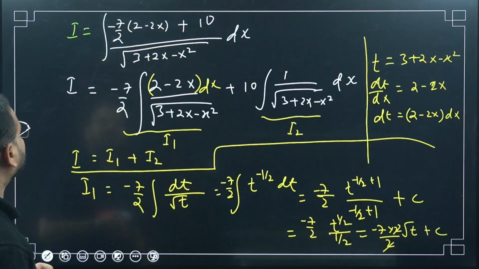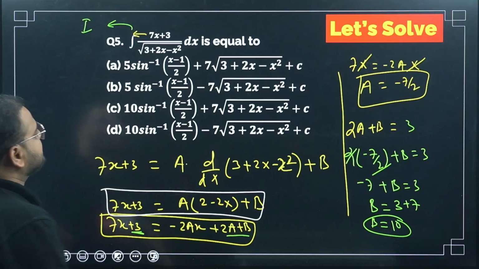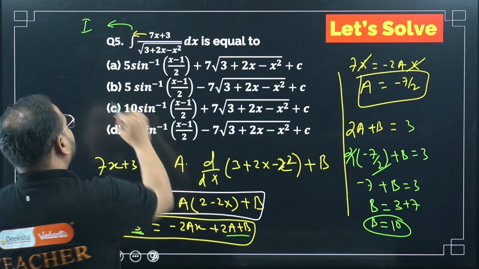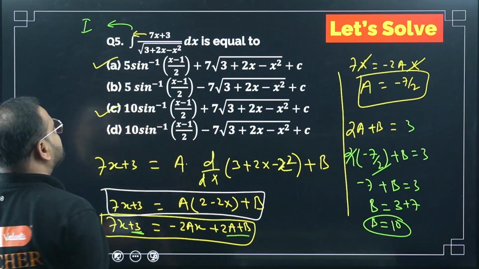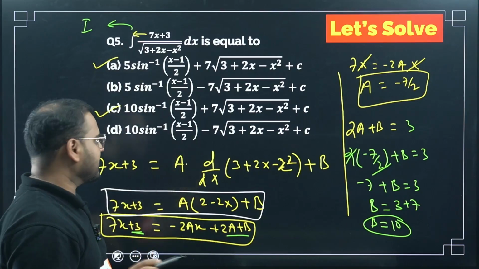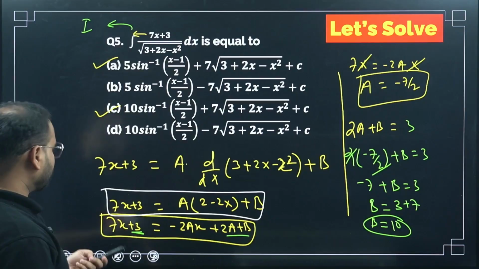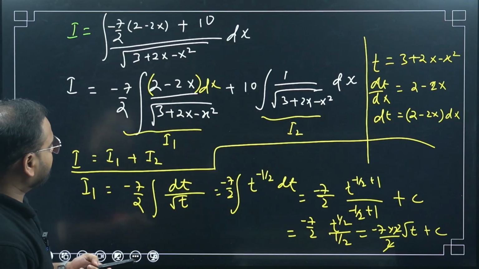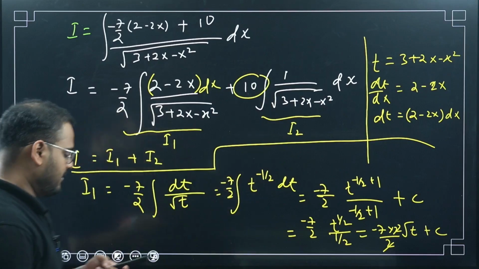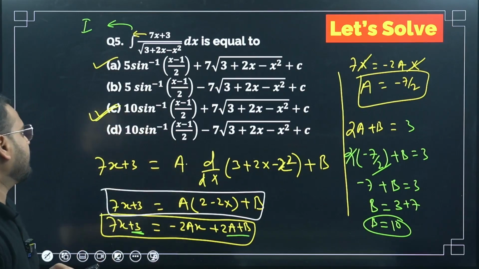Now let's check whether any option can be found using this. The plus sign is coming, so two options are there, either A or C. Now if you are thinking like this, I'll show you. Plus 10 is there. What is the coefficient of I2? Check here, 10. If you want, you can write this directly as the option with 10.